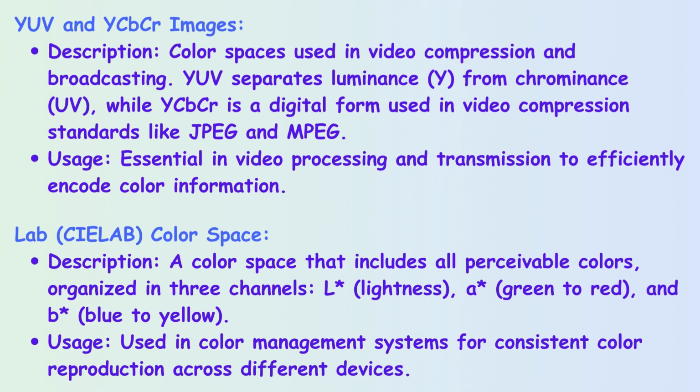Lab color space. Description: A color space that includes all perceivable colors, organized in 3 channels: L (lightness), A (green to red), and B (blue to yellow). Usage: Used in color management systems for consistent color reproduction across different devices.